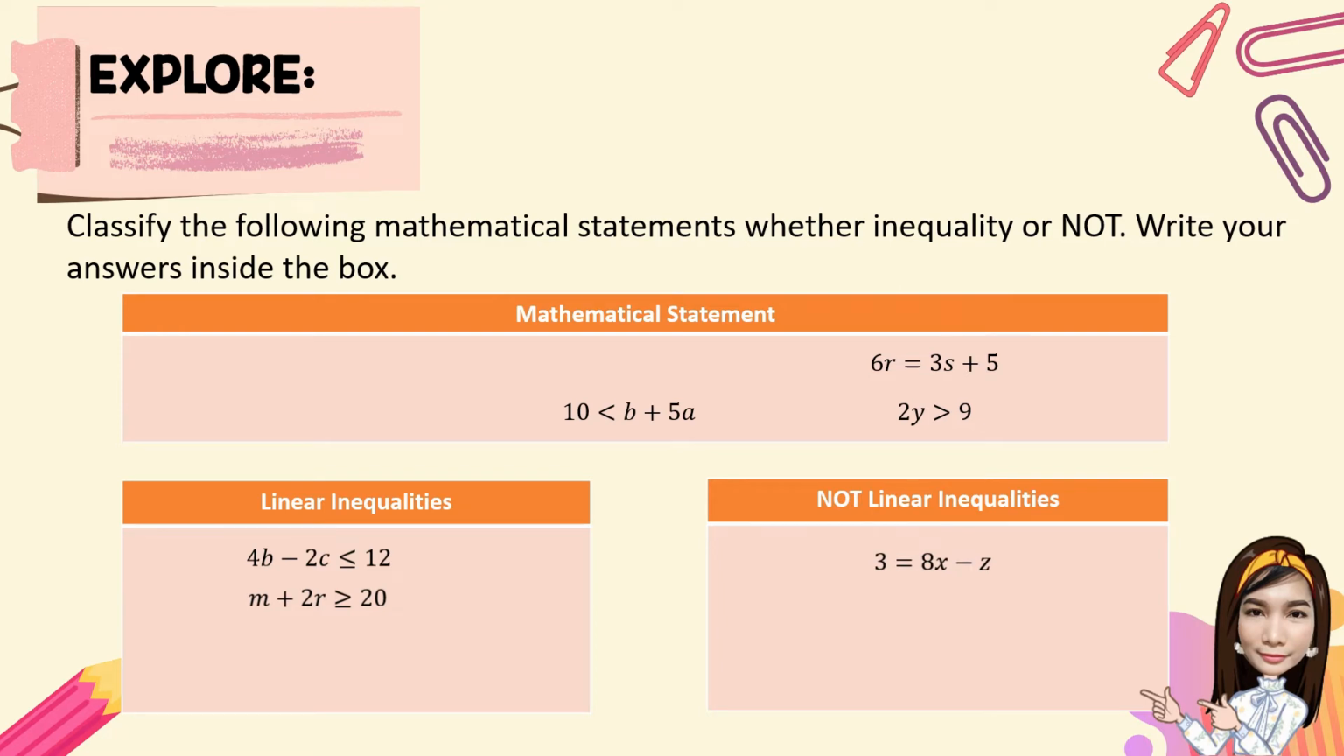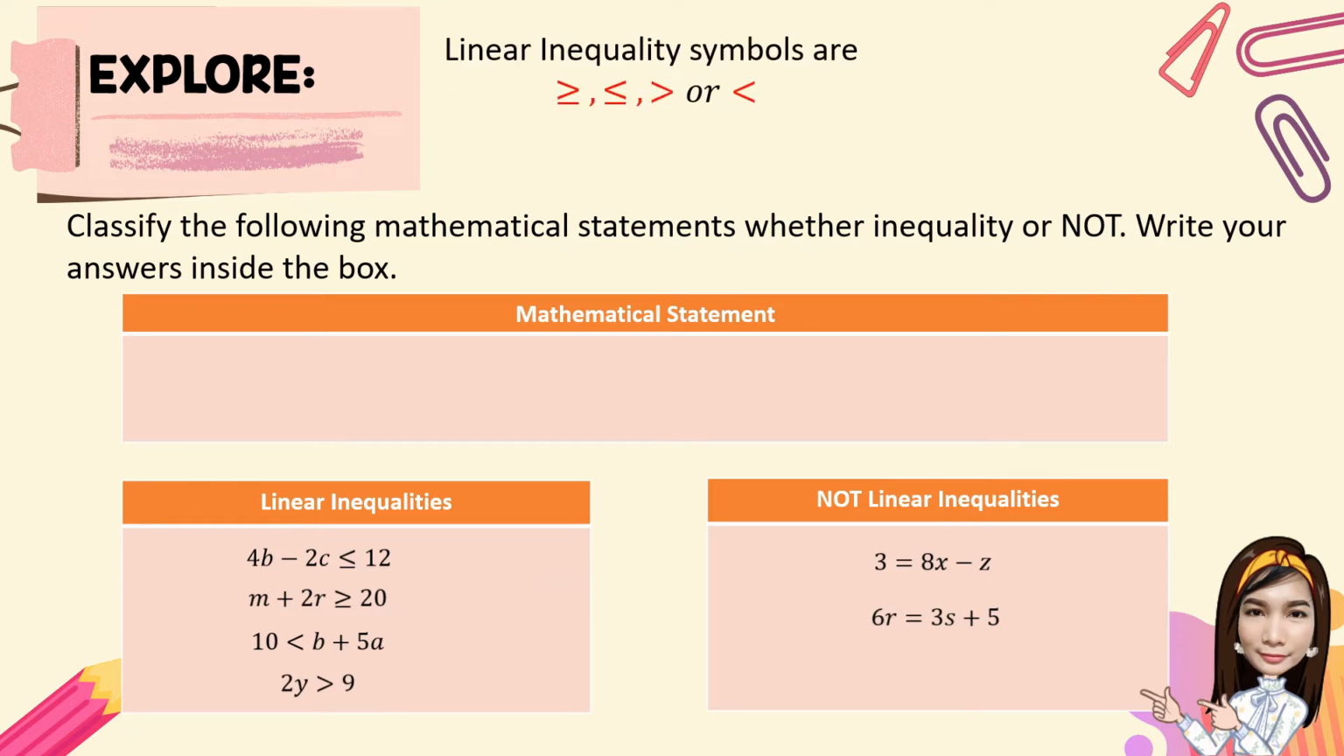Next, 10 is less than b plus 5a. That is a linear inequality. Next, 6r equals 3s plus 5. That is not a linear inequality. And for the last, 2y is greater than 9. That is a linear inequality. Now take note, linear inequality symbols are greater than, less than, greater than or equal to, or less than or equal to. A linear equation symbol is equals.